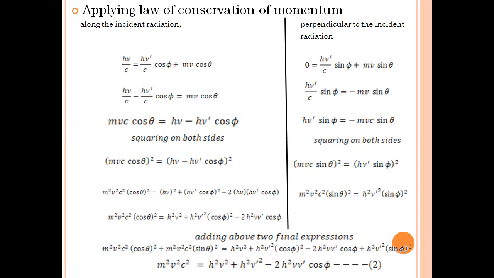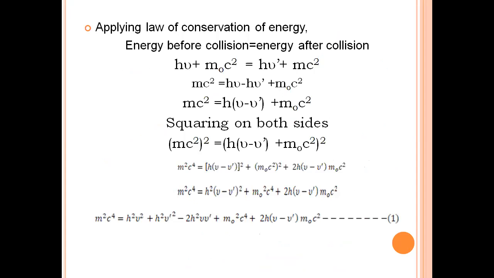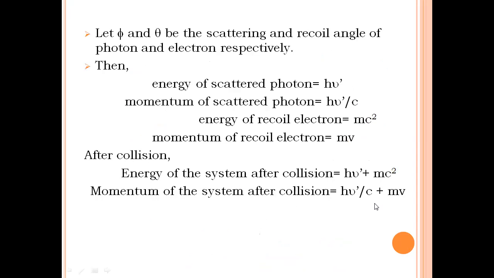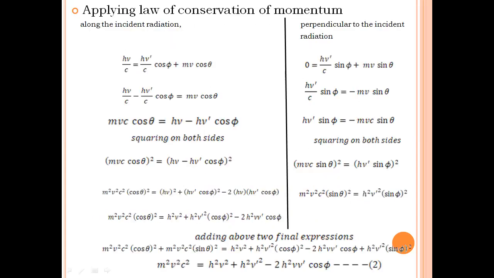So coming to the conservation of momentum, the same statement: momentum before collision is equal to momentum after collision. As we are taking the horizontal direction with the cos function. In the previous slides, you can observe the expression for momentum of the system before collision as h nu by c, and after collision as h nu prime by c plus mv. So using these two expressions, h nu by c before collision is equal to h nu prime by c cos phi. Why phi? Phi is the scattering angle of radiation.